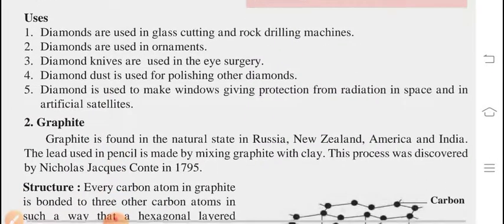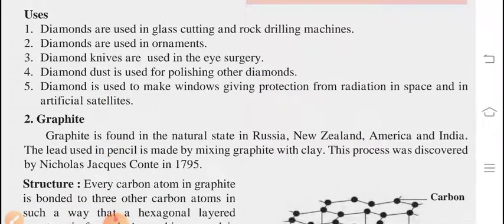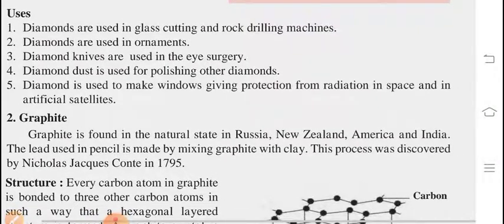Its uses are: diamonds are used in glass cutting and rock drilling machines. Diamonds are used in ornaments, like the diamond rings we use. Diamond knives are used in eye surgery. Diamond dust is used for polishing other diamonds. Diamond is used to make windows, giving protection from radiation in space and artificial satellites.